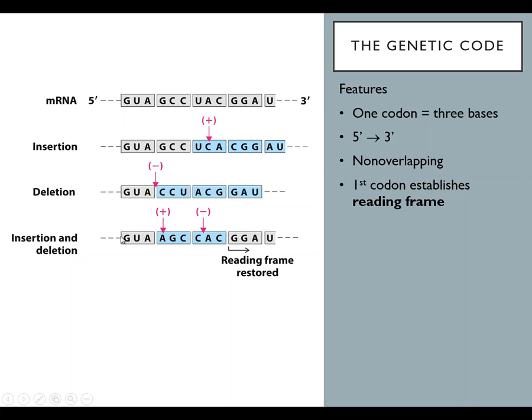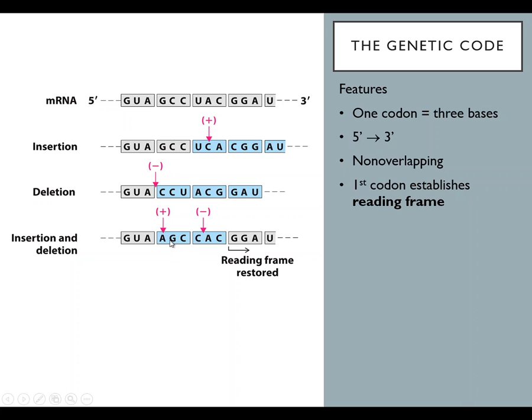So if you have an insertion and a deletion in the same gene, if they're reasonably close together, they kind of cancel each other out. Here we've had an insertion at this position, between this A and this G, and then a deletion here. This U basically got deleted. And so these two codons are now wrong.